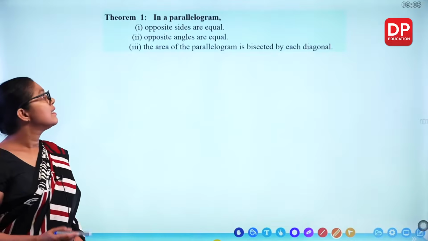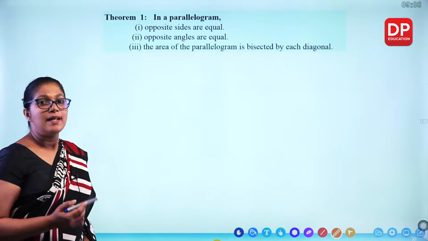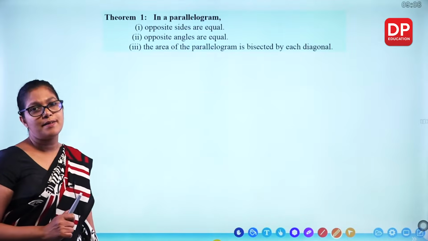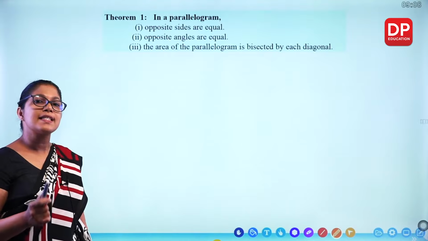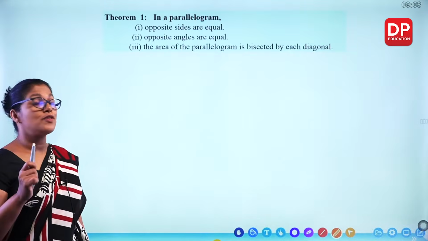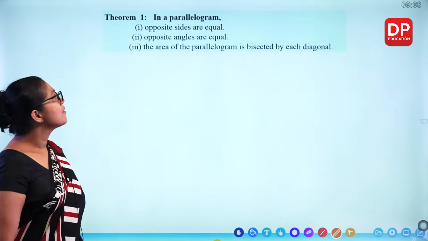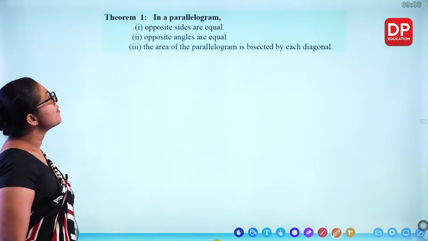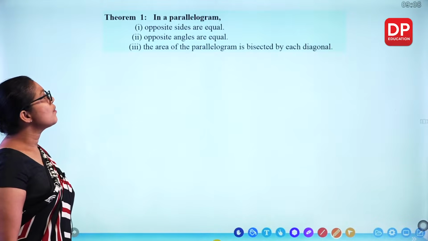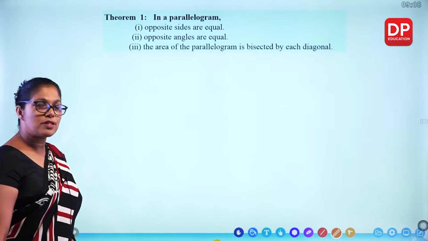Now we'll look at theorem 1 in the parallelogram lesson. Here there are altogether 6 theorems, in chapter 16 and 17. So I'm teaching you all the theorems in this lesson. First one: in a parallelogram, opposite sides are equal, opposite angles are equal. The area of the parallelogram is bisected by each diagonal.